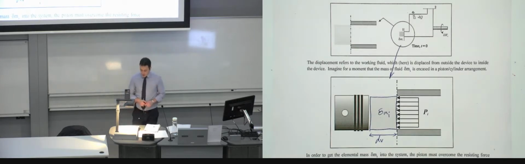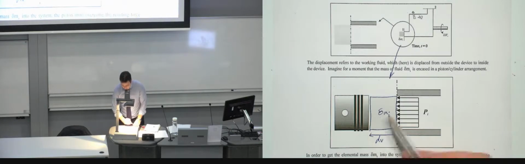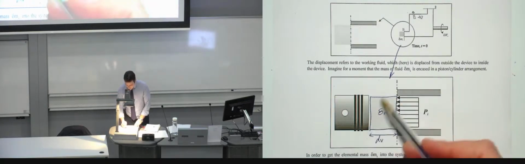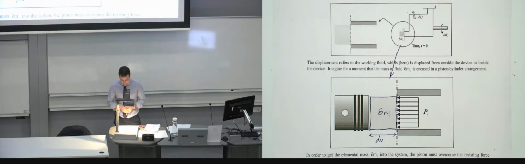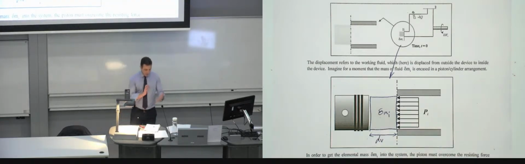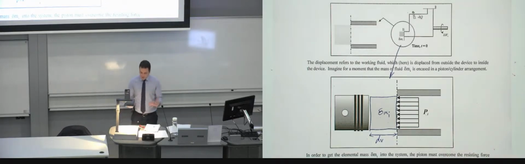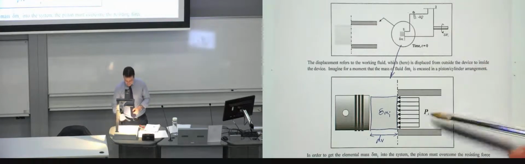The displacement work, if you want to convert it into some physical meaning, is as if you've got a piston and you want to move, or displace, that fluid here. Imagine that you want to displace this part from outside and move it into the inside of the device. If you're trying to push something inside this device, you might have some resisting force. And the resisting force, in this case, is a pressure, which could be the internal pressure within the system. So that's the PI.